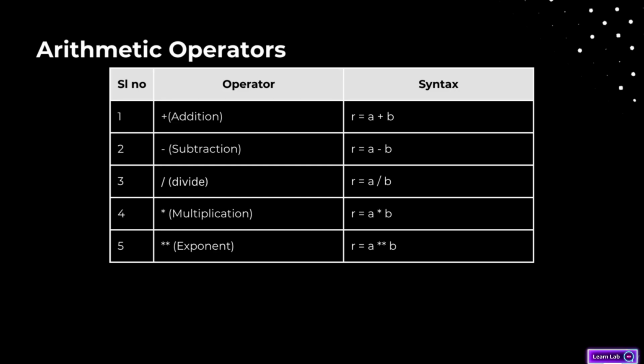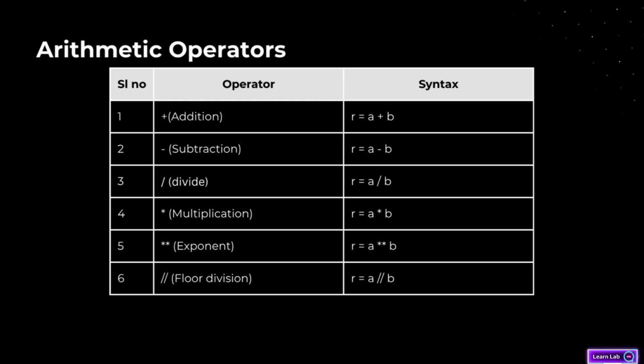For exponentiation, the syntax is R = A ** B. This operator calculates the first operand's power to the second operand, so it is an exponent operator. For example, if A = 2, B = 3, then A ** B, that is 2 ** 3, is 2 to the power of 3, that is 2 multiplied by 2 multiplied by 2, which is equal to 8. For floor division, the syntax is R = A // B. This operator provides the quotient's floor value, which is obtained by dividing the two operands. For example, if A = 15, B = 4, then A // B = 15 // 4 = 3.